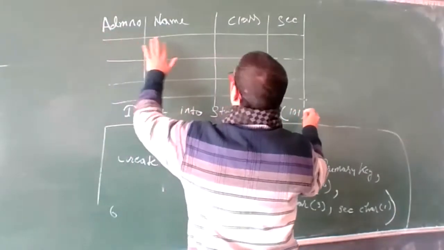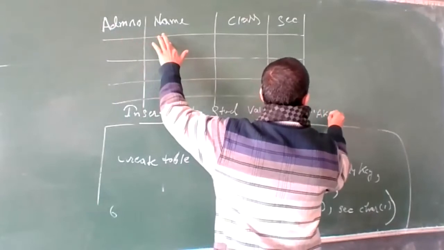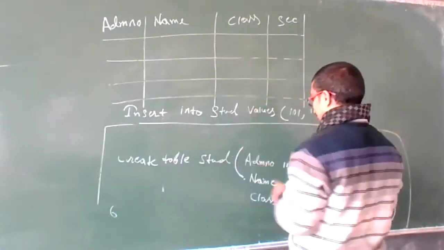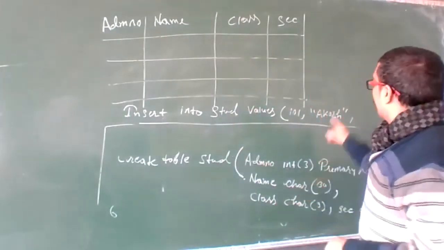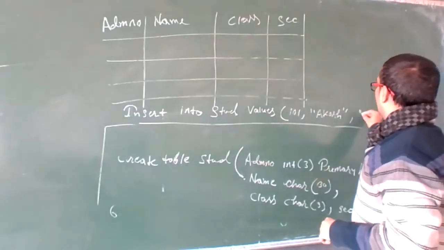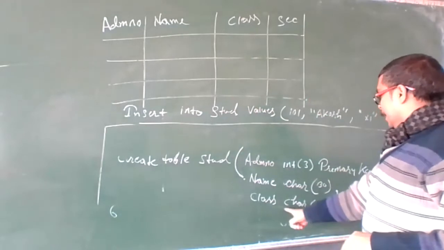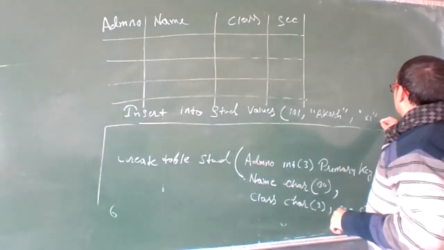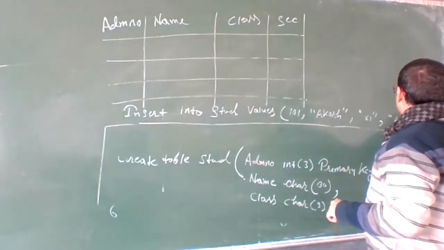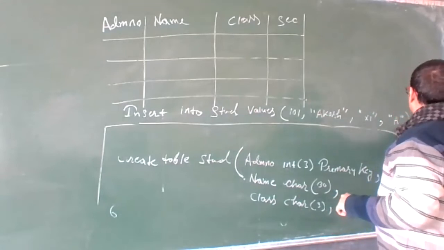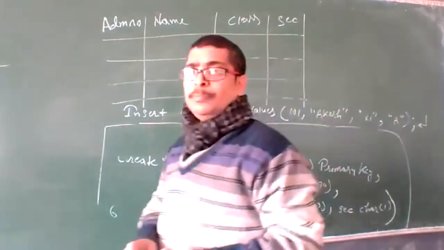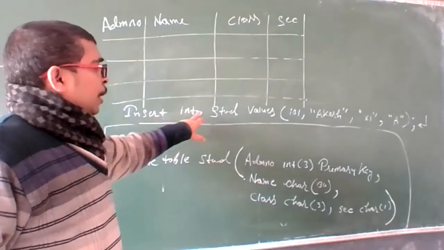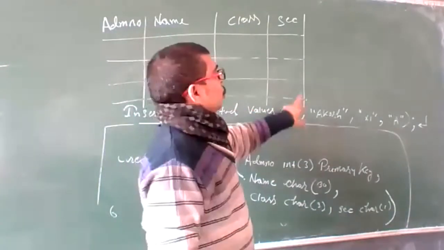First you will write the value of each field. Admission number 101. Name Akash. Then class. It is of character type, so we must write it in double inverted commas. It is 11. Section is again character type, so you must write it in double inverted commas. Then you press enter at the last. Insert into table name values and the value of all the fields.